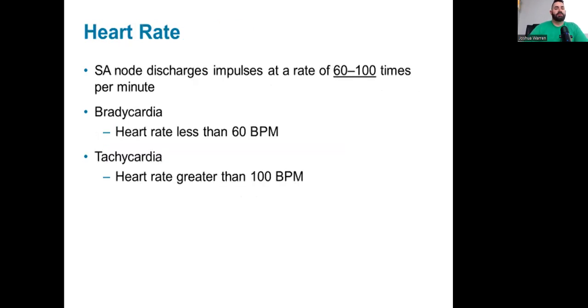On average, the SA node discharges 60 to 100 times. If it's less than 60, it's called bradycardia. If it's more than 100, it is called tachycardia. There is a reason for it to be below 60. There's a reason for it to be above 100. Is it drugs? Is it CNS depression? Is it poor conduction through the AV node? Like, there's a reason. Find the reason.